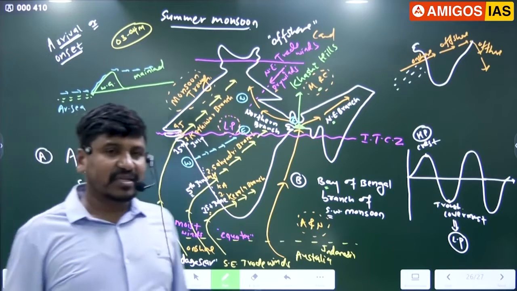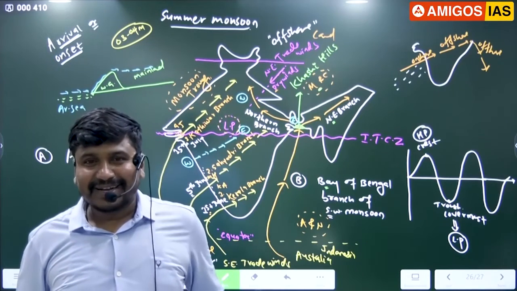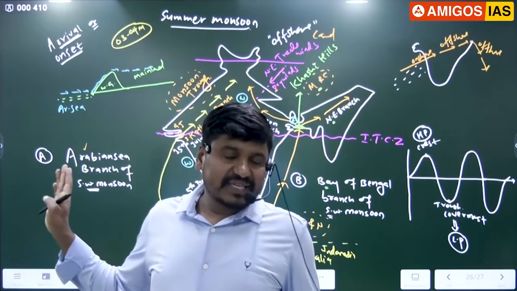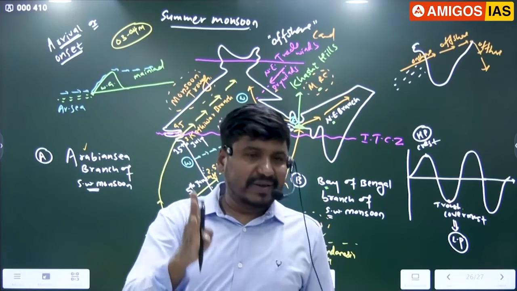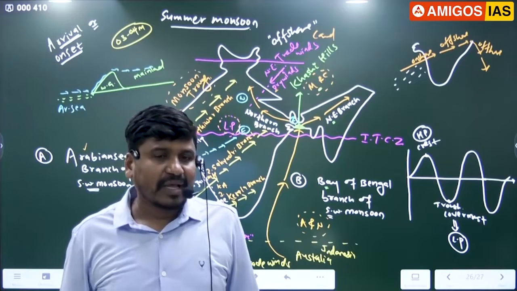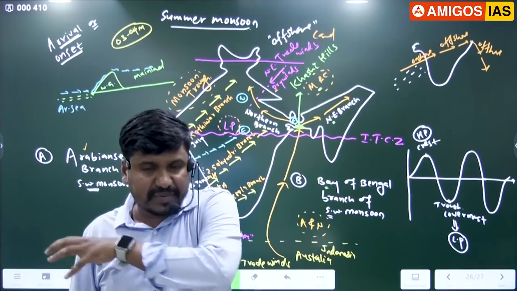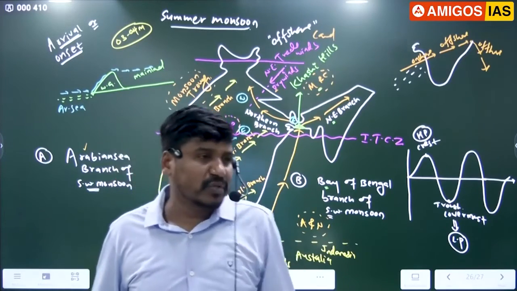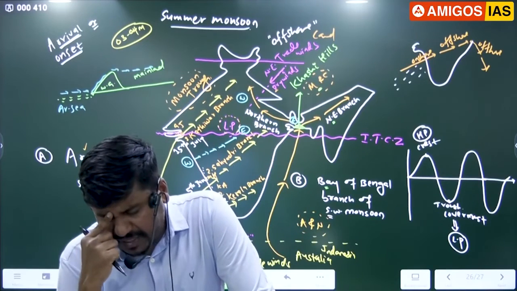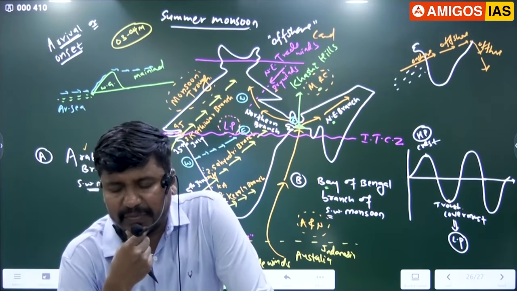Otherwise, don't say the people of the Eastern Ghats have done many sins in the past, right? We should not interlink. Here science says that the Bay of Bengal branch travels parallel to the Eastern Ghats. That is the reason the Eastern Ghats receive less rainfall and the Western Ghats receive more rainfall, because the Arabian Sea branch of the southwest monsoon travels perpendicular to the Western Ghats. The Bay of Bengal branch travels parallel to the Eastern Ghats. Therefore, the Eastern Ghats receive less rainfall.